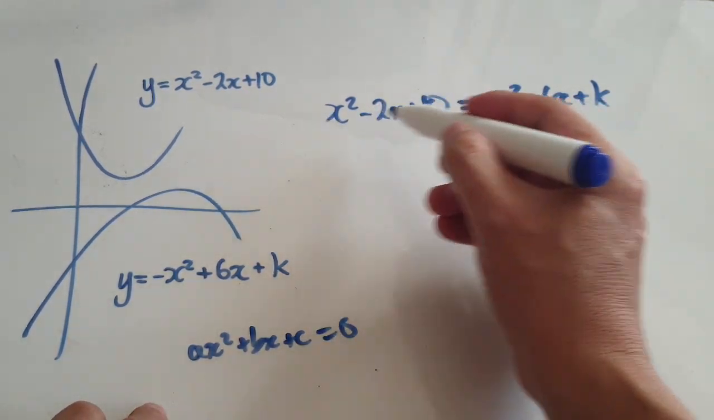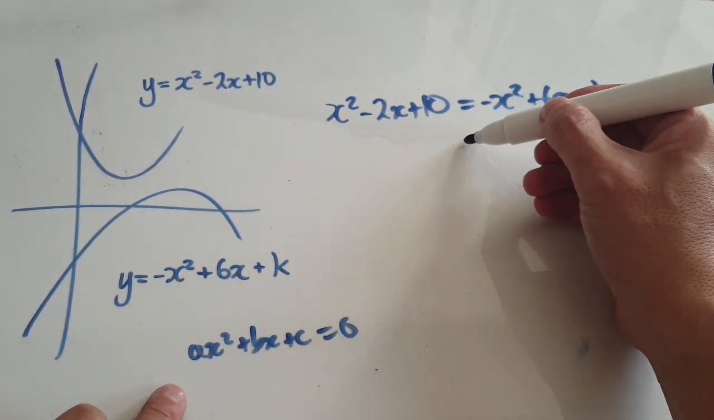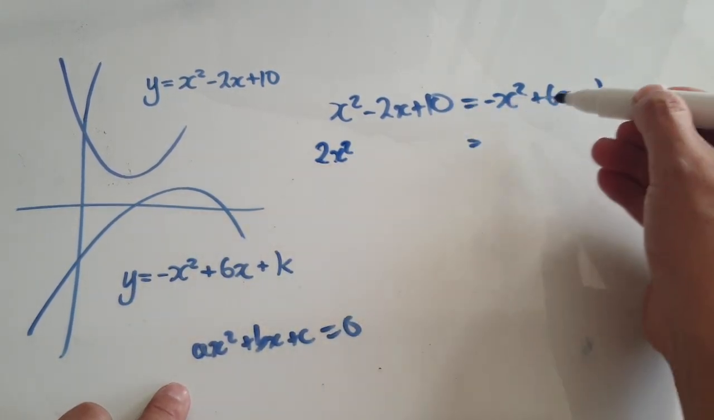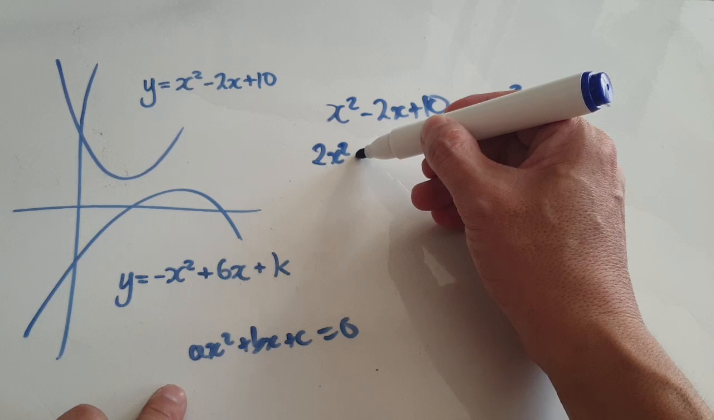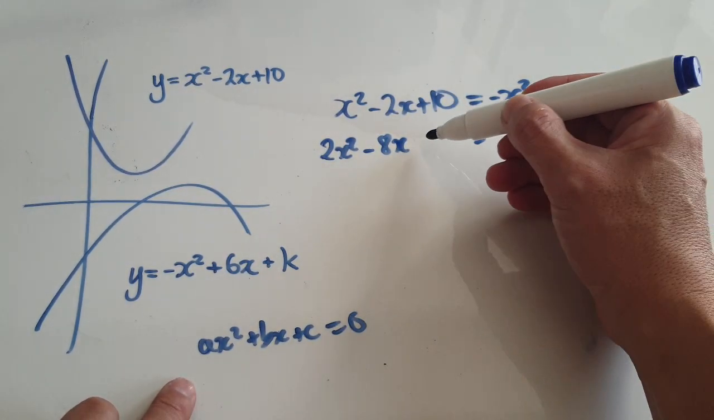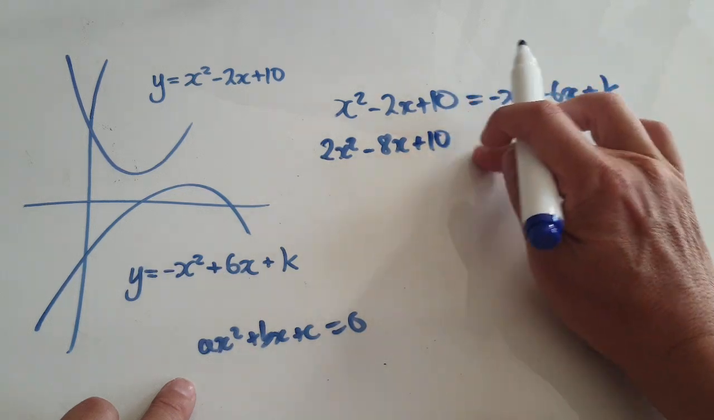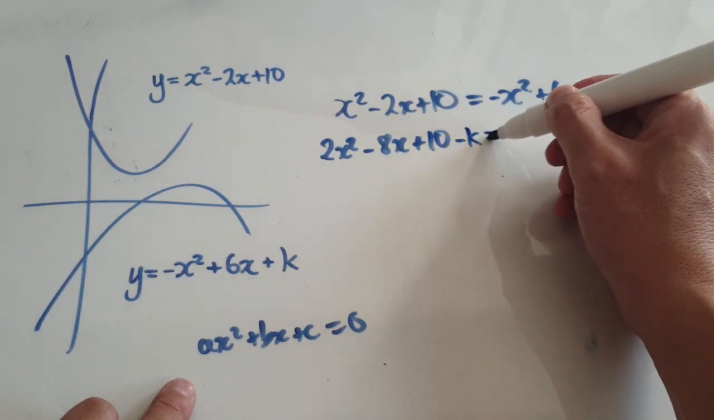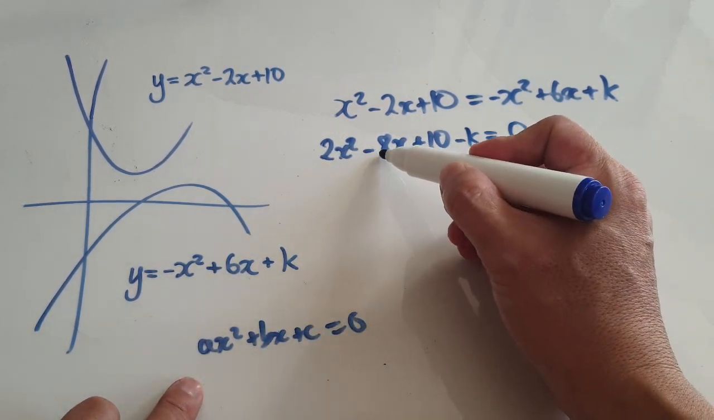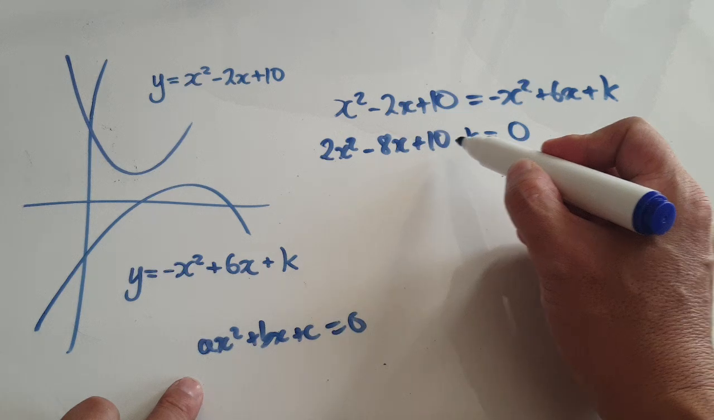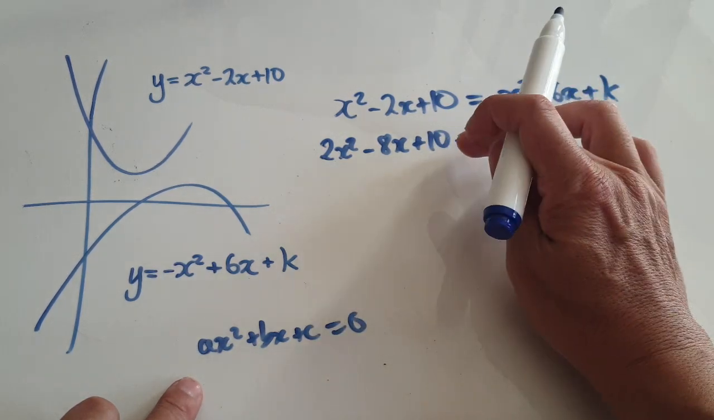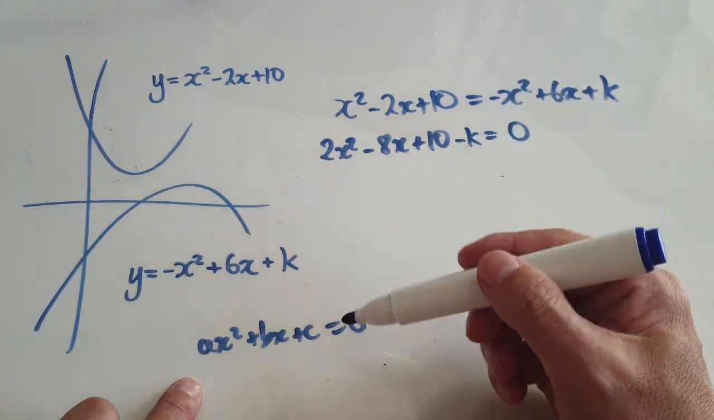Whenever you want to solve a quadratic, get it into this form. So we're going to add x squared to both sides. So that will be 2x squared. We're going to take away 6x from both sides, 8x. And then we're going to take away k from both sides. So that will be 10 take away k equals 0. See, now it's of this form where a is 2, b is -8, and c, remember k is a constant, this is also a constant, so c is actually 10 minus k. That is your c.